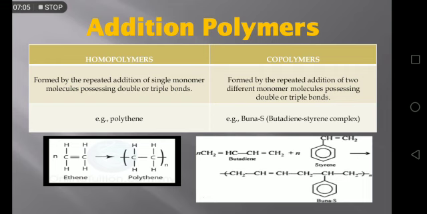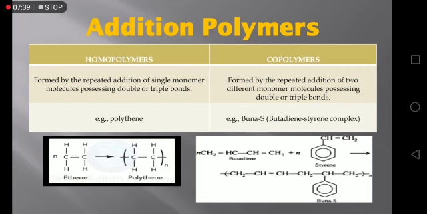And the copolymers are formed by the repeated addition of two different monomers, as shown here in the reaction. The reaction is between butadiene and styrene. These are the two starting materials, and when they react, it is not condensation, sorry, it is basically the addition reaction only, but here different monomeric units are being taken.